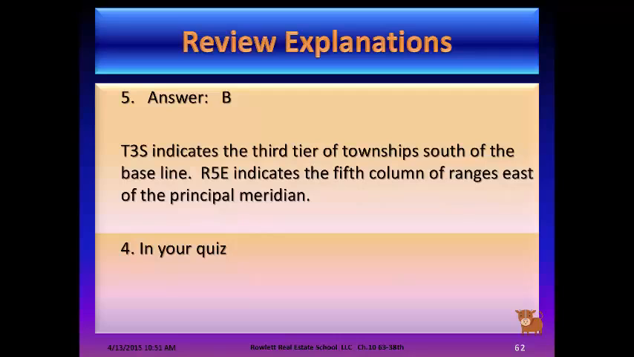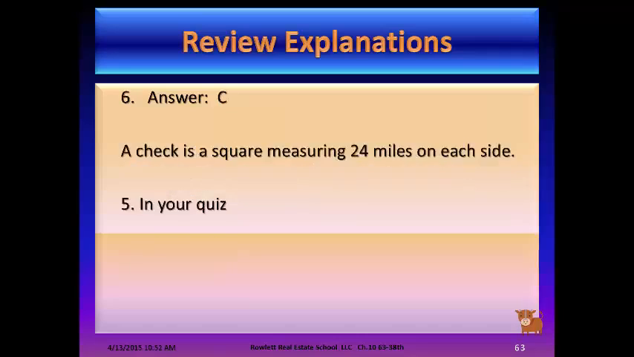Number 5, or your 4, was B as in Bravo. T3S indicates the 3rd tier of townships south of the baseline. R5E indicates the 5th column of ranges east of the principal meridian. Number 6, or your 5, was C as in Charlie. A check is a square measuring 24 miles on each side.